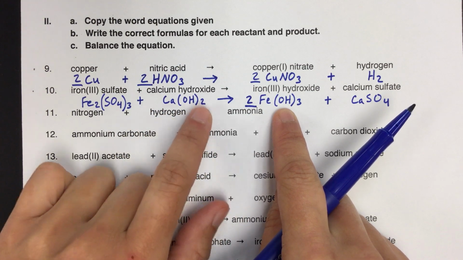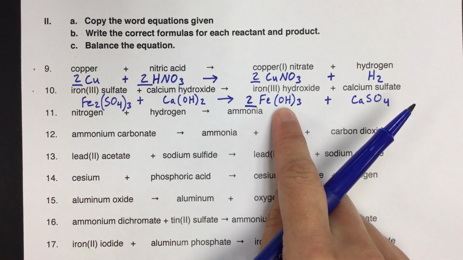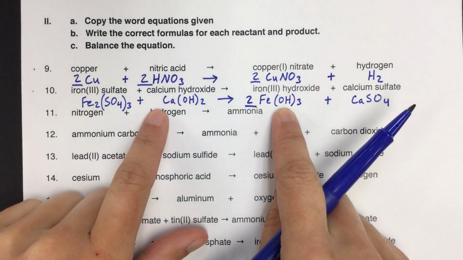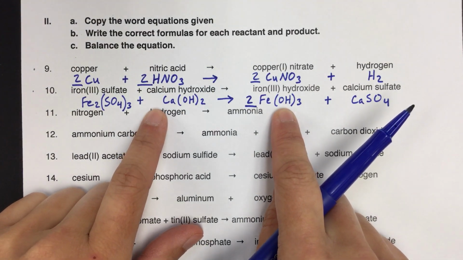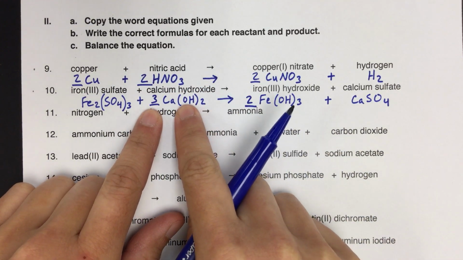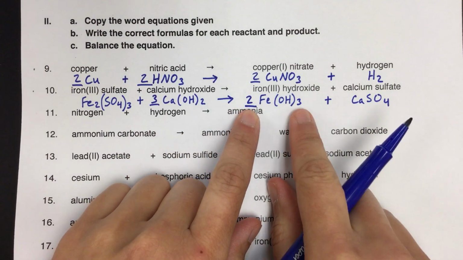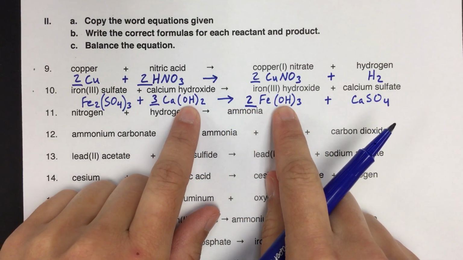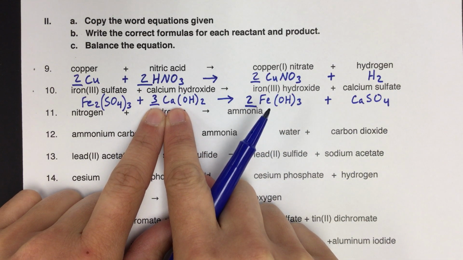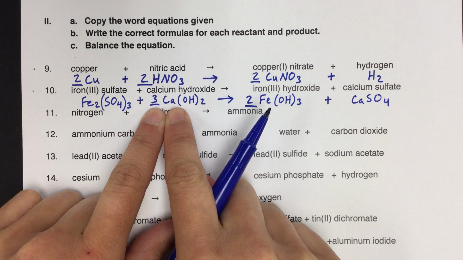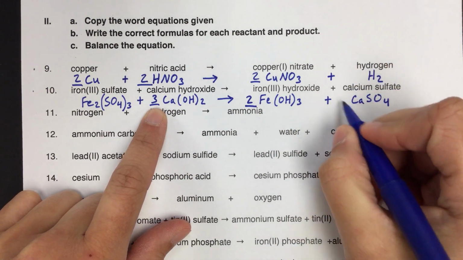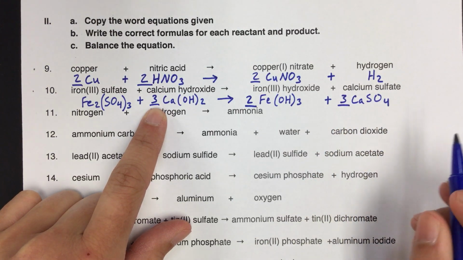So again, you can't change the formula, and it says that on here. Do not change the chemical formulas, but we can change the coefficient. So I want to have a 3 here so that 3 times 2 equals 6 hydroxides, and 2 times 3 equals 6 hydroxides. So now the hydroxides balance. And now by putting that 3 there, I've affected the calcium. Now I have 3 calciums on this side. Check over here, I only have 1 calcium, so that's an easy fix. I need 3 of those.